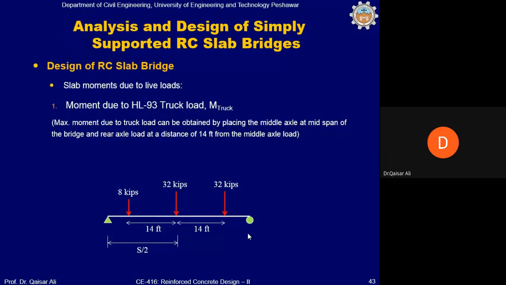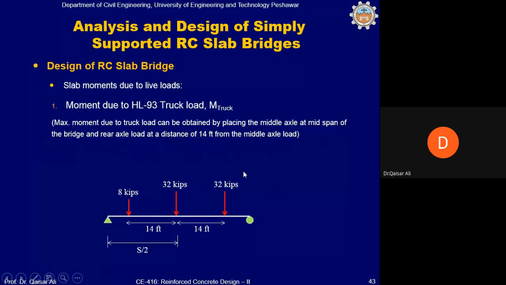The slab moments due to live load will be calculated in this manner. First of all, HL93 truck load will be applied on the line element. If we are doing this using one-dimensional element, the maximum moment due to truck load can be obtained by placing the middle axle at the mid span of the bridge and rear axle load at distance of 14 feet.